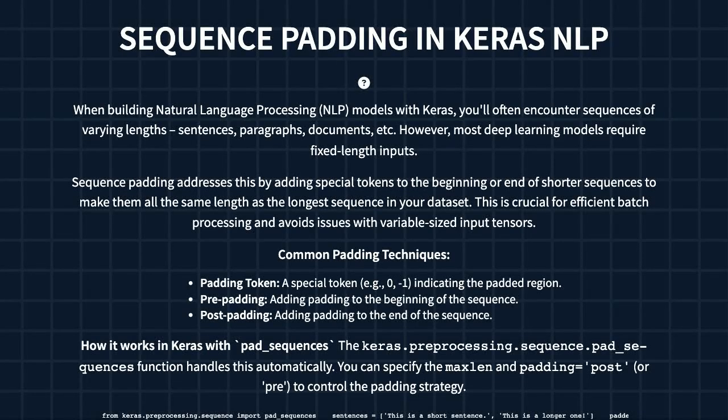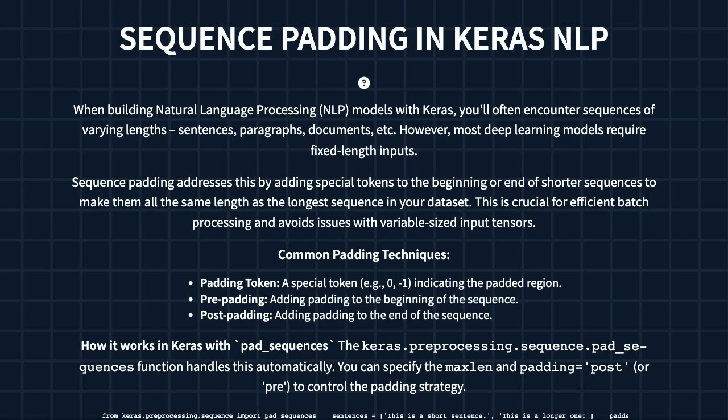Okay, let's talk about padding in Keras for NLP. Think of it like this: you're working with text data, and each piece of text, like a sentence or paragraph, has a different length. Deep learning models need consistent input sizes, so we use padding. We add special tokens, often just zeros, to the shorter text to make them all the same length as the longest one in your dataset. It's essential for efficient batch processing and avoiding errors.